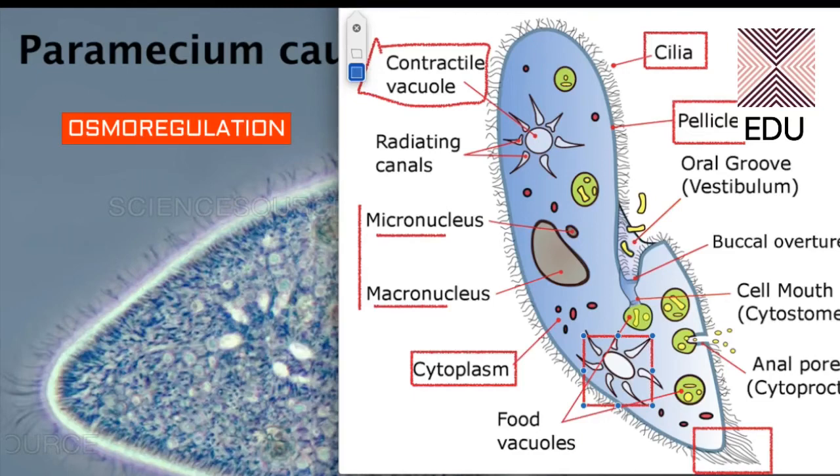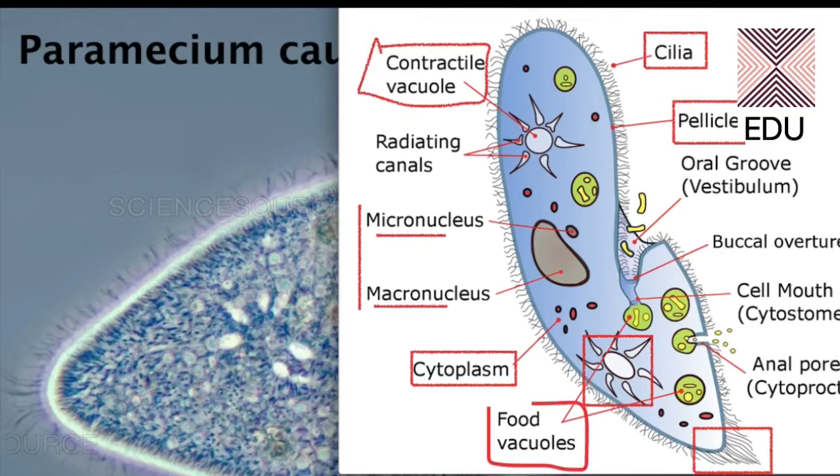Now after this we have a large number of food vacuoles. These green colored vacuoles are the food vacuoles. This is one vacuole, this is another vacuole. How they are formed and how the paramecium eats the food will be discussed later. So that was the typical structure of paramecium.